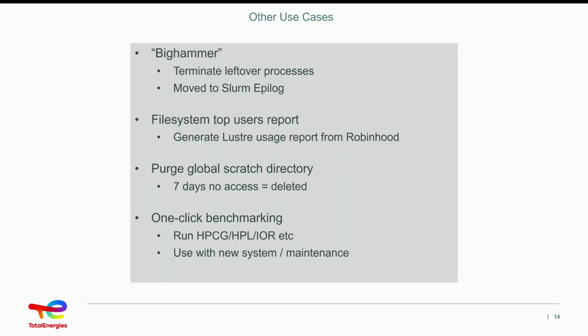Some more use cases. In the past, we had a script called Big Hammer that would terminate all of our leftover processes from failed job runs on clusters. That worked pretty well, but we have since moved it into Slurm's epilogue because we found that's a cleaner way of doing it. Another past use case was a file system top users report. We would use Robinhood to generate the top user report out of Lustre, so we can track down users that are using too much data on the file system. That job is on pause also because we have since implemented Robinhood's auto clean. Got to take care of that for us.